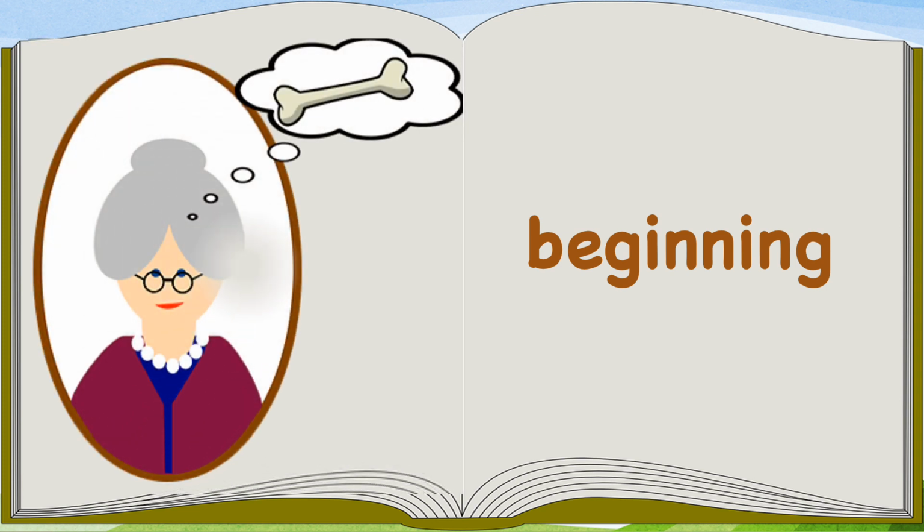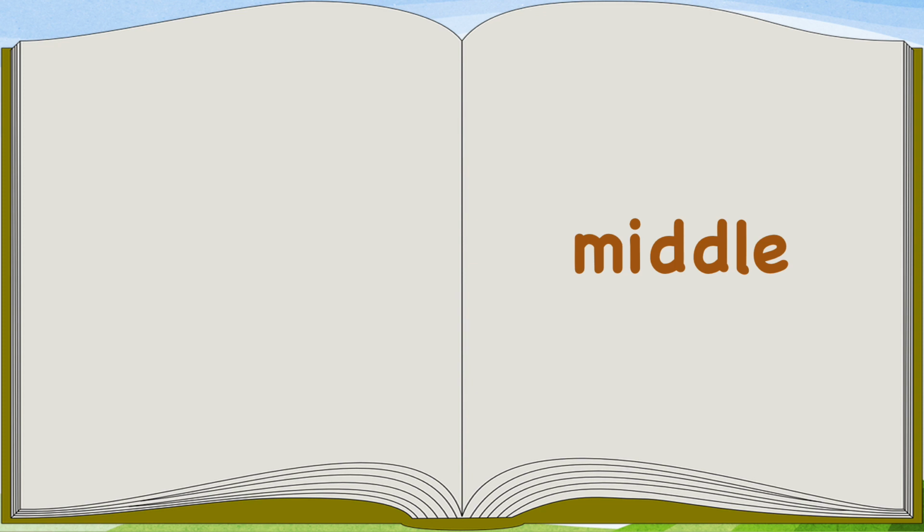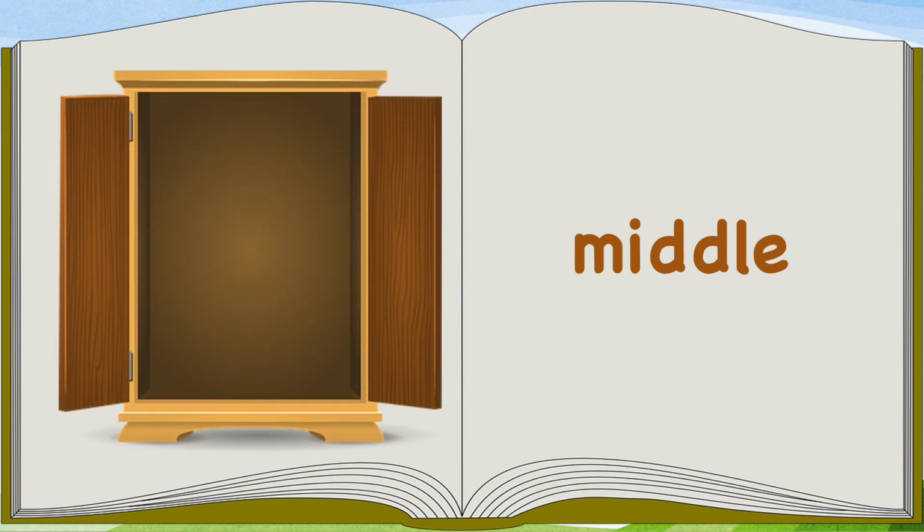Now, little ones, can you tell me what happens at the beginning of the story? Yes, Old Mother Hubbard went to the cupboard. Now, what happens in the middle? That's right, the cupboard was bare. Do you know what bare means? Look at the picture and guess. Can you see that the cupboard is empty? Bare means empty. Good job.